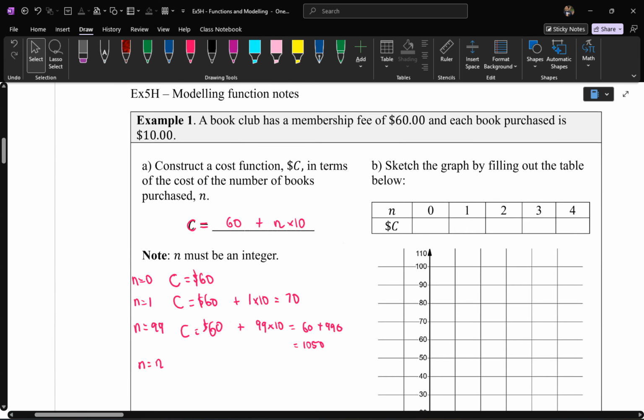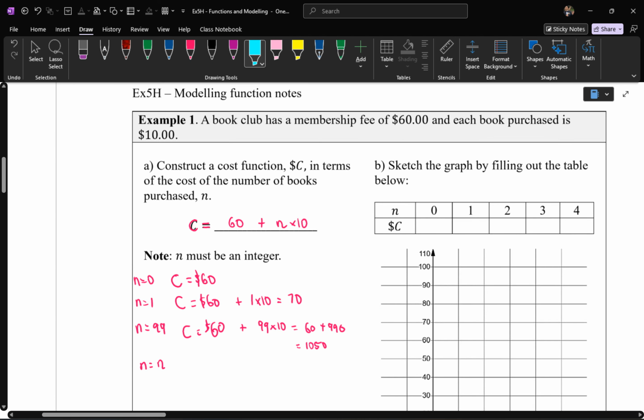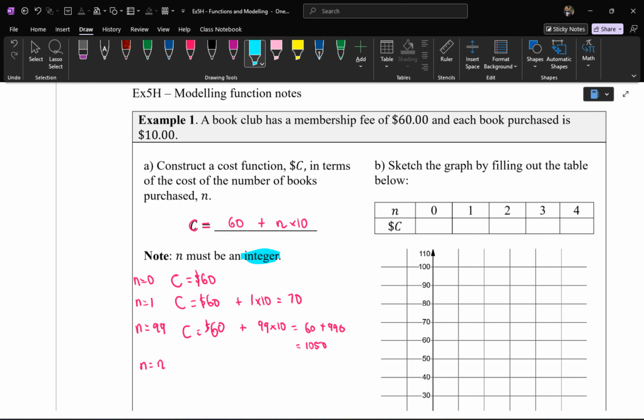Now, out of curiosity again, do you guys remember what an integer is? Because it says, note, n must be an integer. What's an integer? Whole number. It can be plus or minus. Okay? In our case, in a logical sense, in the real world, you can't have negative whole number books. You can only have positive whole number books. So it's just saying you can only buy one book. You can't buy half a book. You can't buy a third of a book.